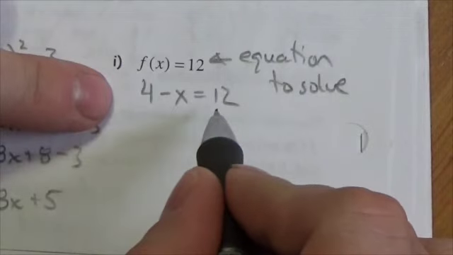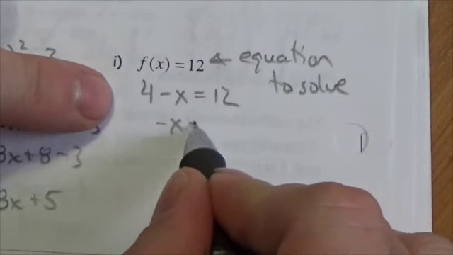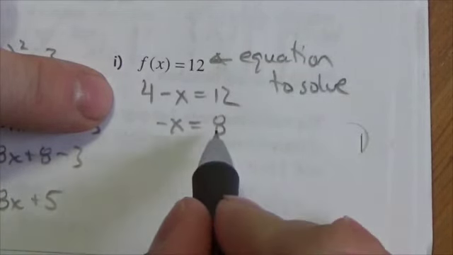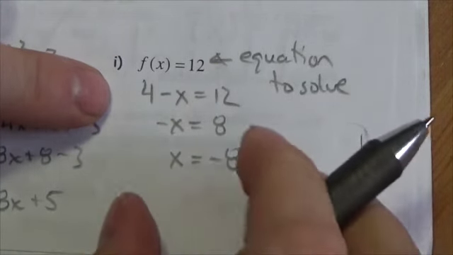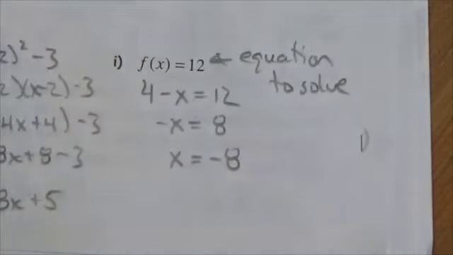And so what I might do here is subtract 4 from both sides to get negative x is equal to 8. And then divide both sides by that negative in front, and now get x is equal to negative 8. And so as soon as you've got something like that, where the value of the dependent variable is given, but not the independent variable, the expectation is that you're going to solve that resulting equation. Such powerful notation.